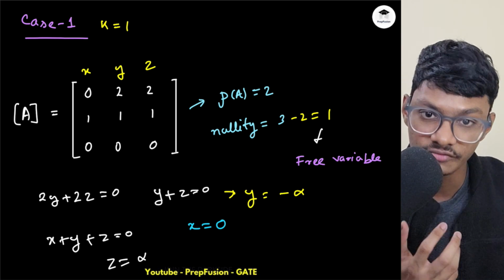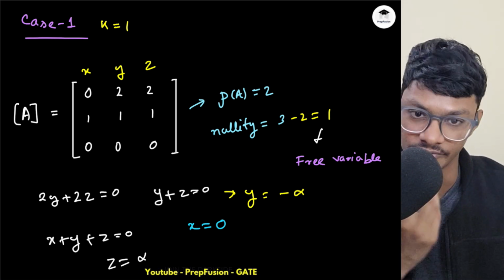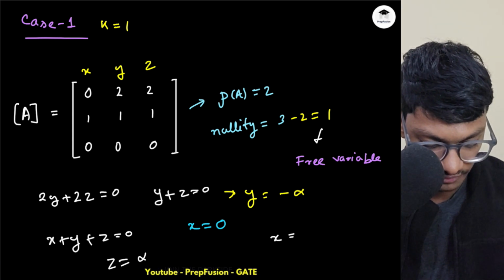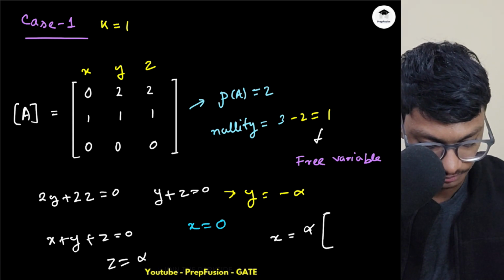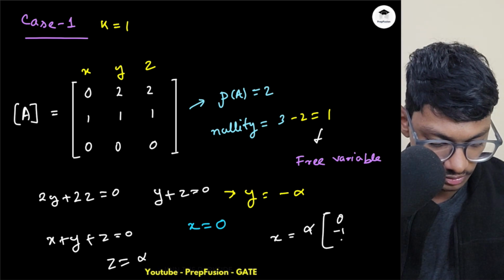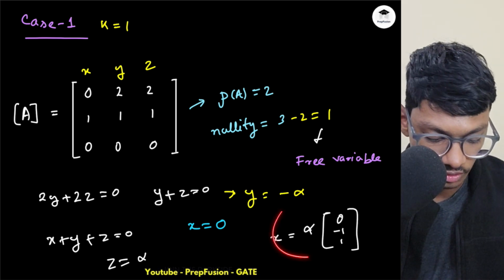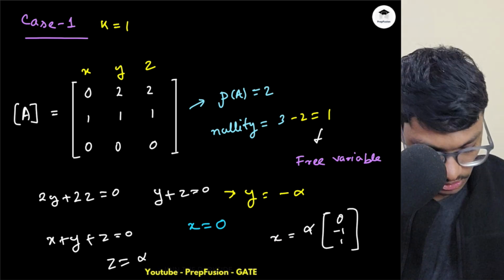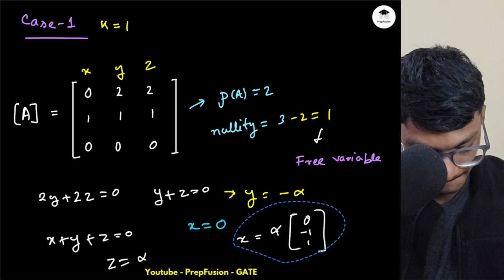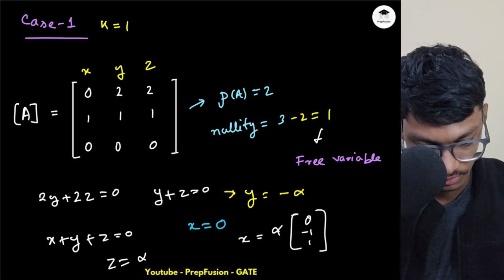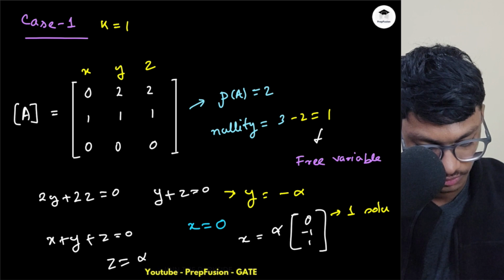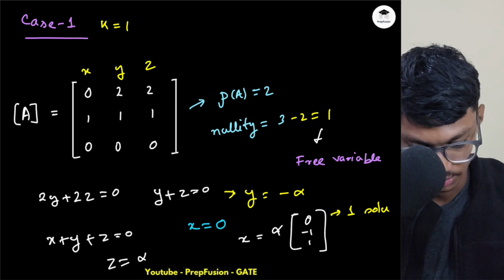So what is my solution vector? This is known as a vector. We'll understand more about vectors later on, but for now, let's just understand what my solution vector is. The solution vector is something like this: alpha times (0, minus 1, 1). So I have only one solution vector here. One solution. Just write this in the bottom.